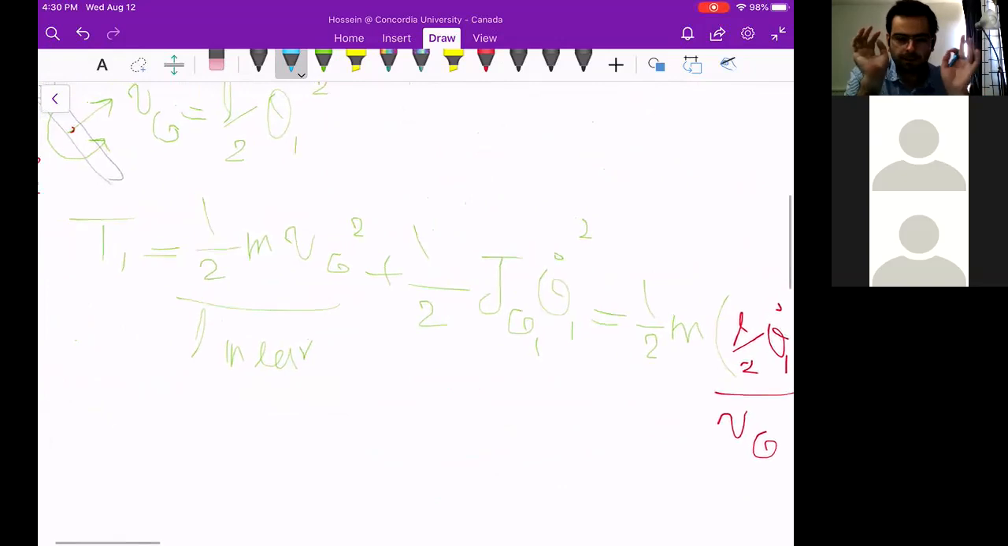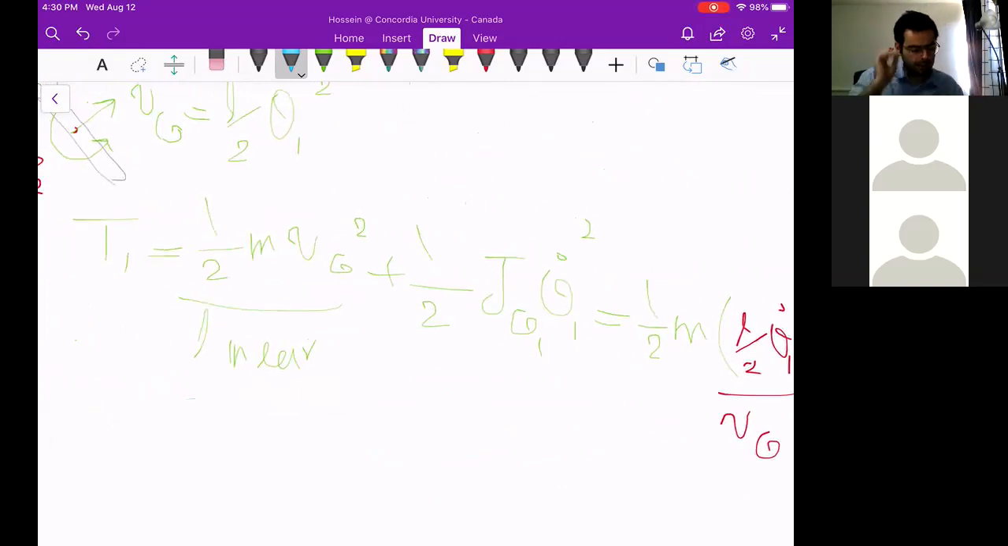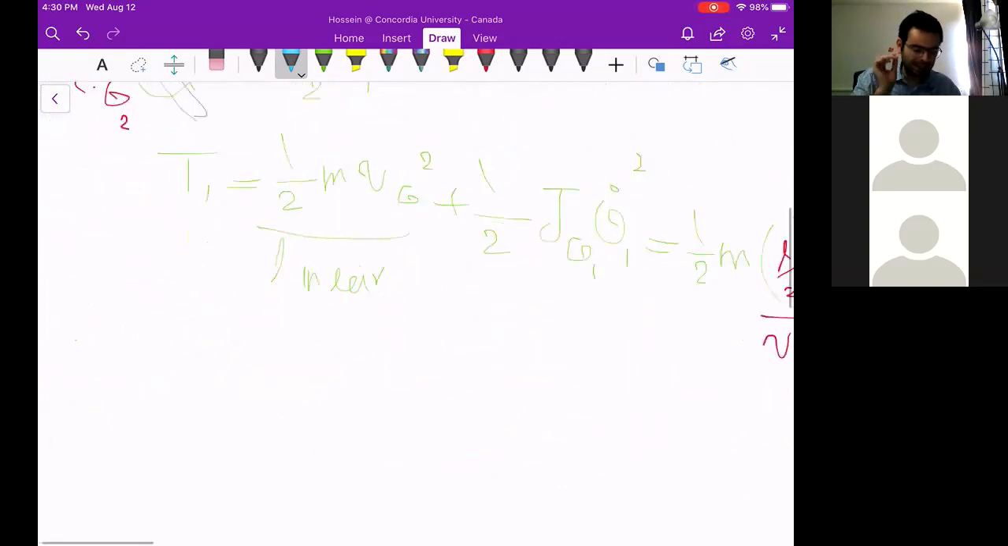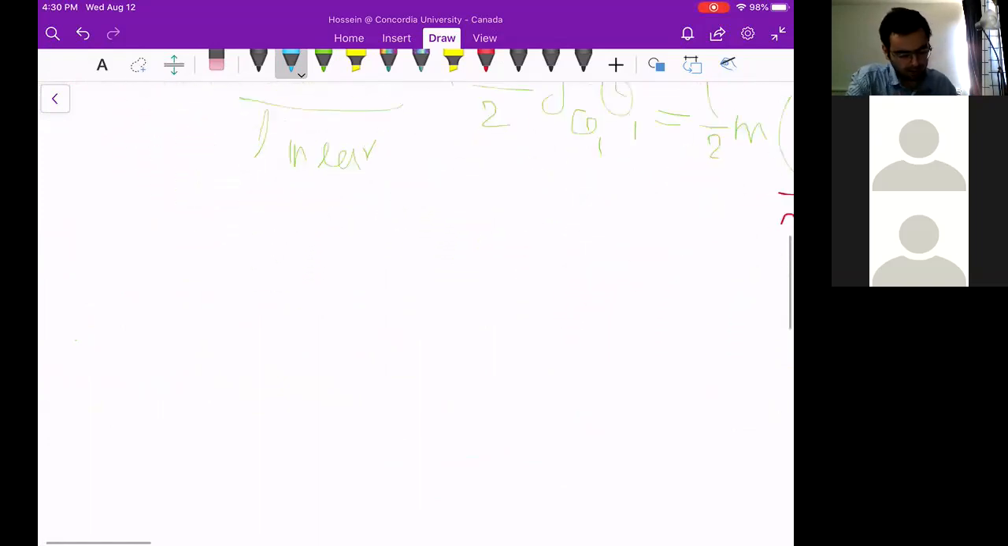Exactly. For the first mass, everything is very simple. However, for the second bar, it is a little bit tricky because there is a relative velocity as well. Exactly, because the two ends are basically rotating and moving in different speeds. Exactly. So we are done with the first bar.